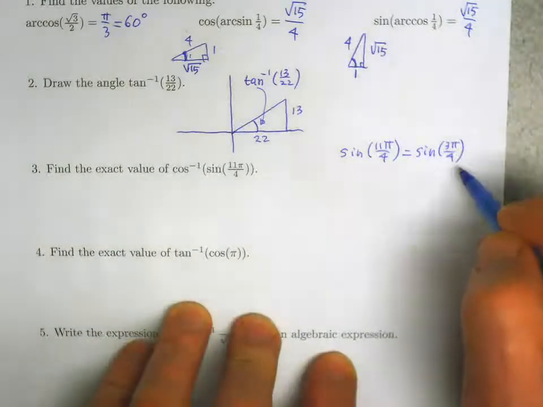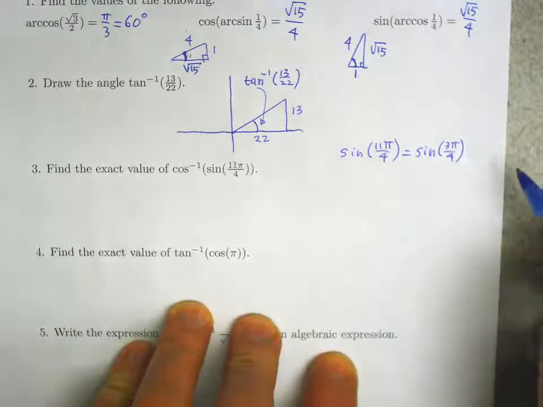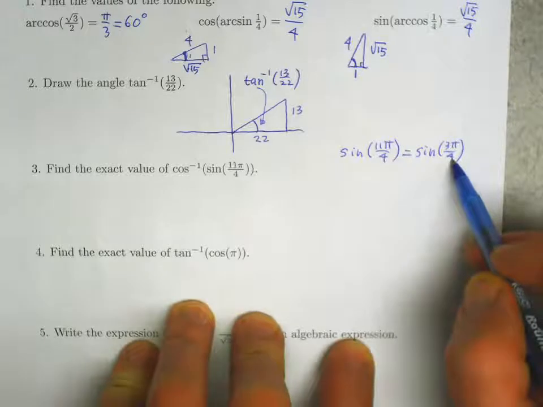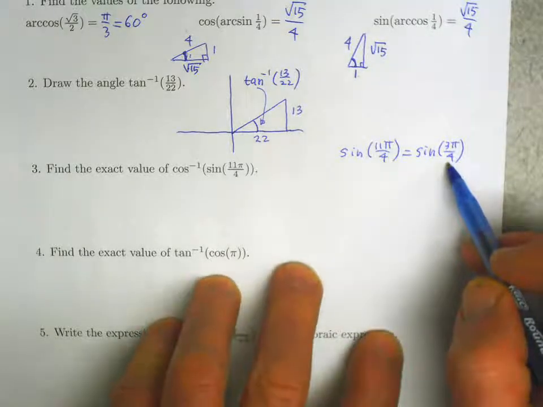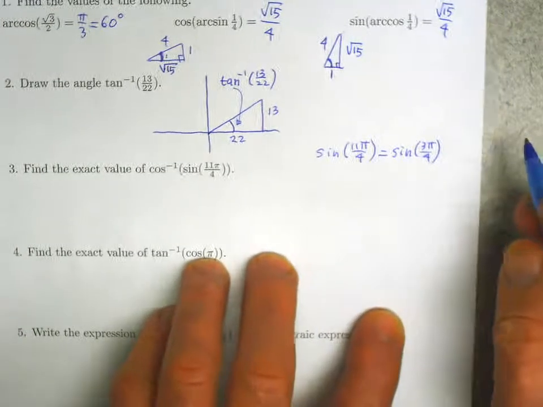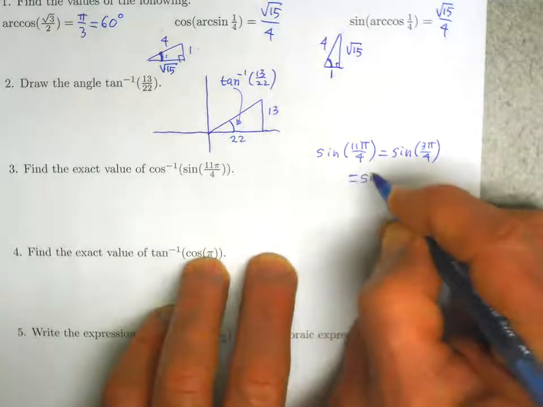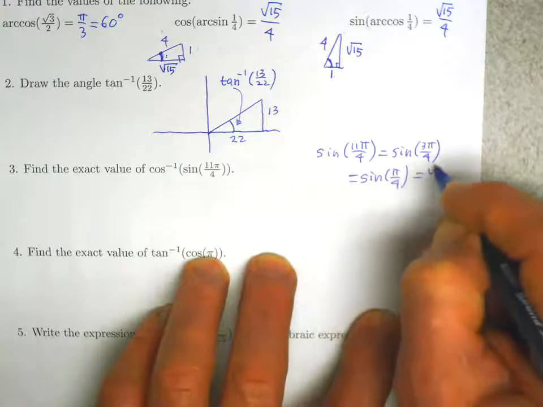Because 3 pi over 4 plus 2 pi is 11 pi over 4, and the period of sine is 2 pi. 3 pi over 4 is in the second quadrant. The reference angle is pi over 4, and sine is positive in the second quadrant. So this is equal to sine of pi over 4, which is the square root of 2 over 2.